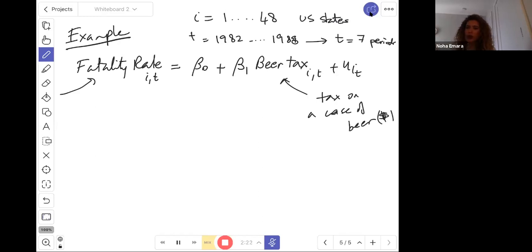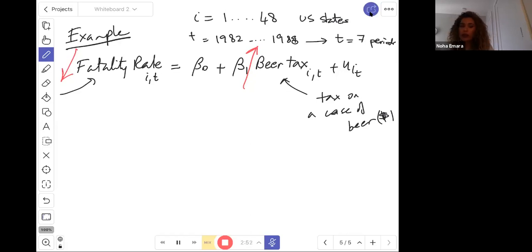And the idea is, we know this already, what we expect. One of the questions I always ask you: what do you expect this relationship to be? I expect that as the taxes increase, people would consume less beer, the number of accidents on the highway would decrease, and the fatality rate because of drink driving would fall. Okay, so we're expecting a negative relationship.